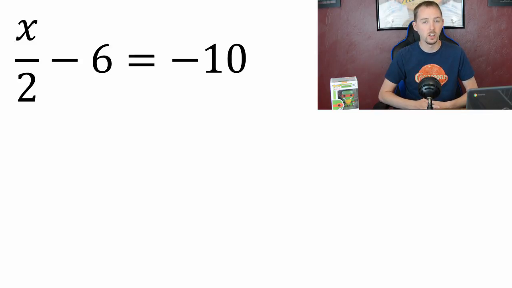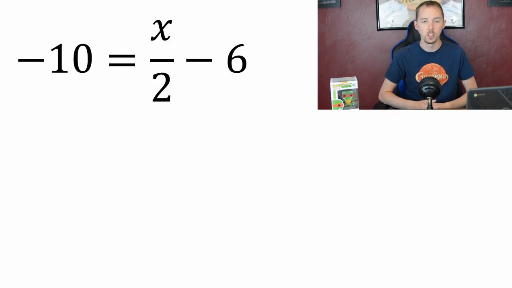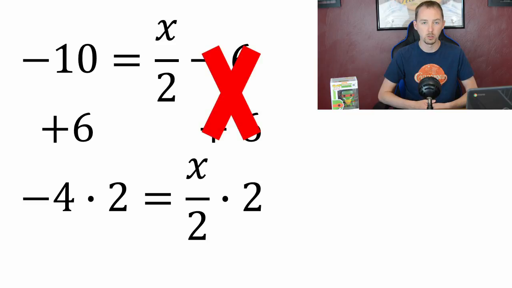However, in this video, we're just going to leave it the way it was originally because you need to be able to deal with these types of situations. Okay? So, what term is all by itself? The minus 6 is. All right? So, we need to get rid of that minus 6 by doing the opposite of that, which is adding 6. So, we add 6 to both sides, and that leaves us with negative 4 equals x divided by 2.